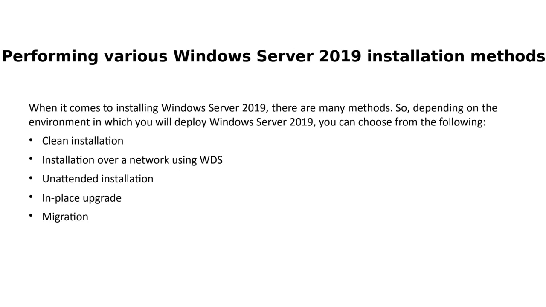But here we are talking about the installation method itself. Yani, you have a brand new computer, so you will do a fresh installation, clean installation. Or you want to install over the network using WDS. This is a utility. Or you want to do unattended installation. Or you want to upgrade. So you have Windows 2016. Let's say you want to upgrade it to Windows 2019. Or migration.